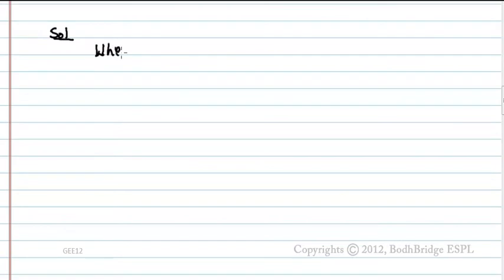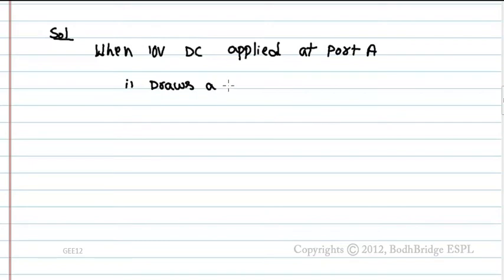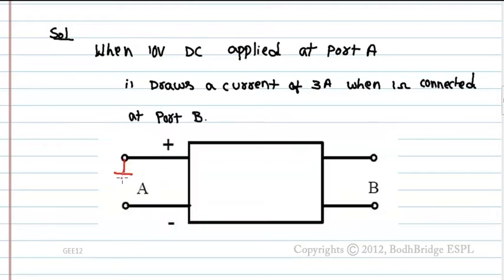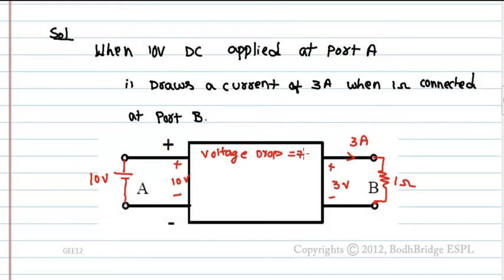Solution. When 10 volts DC is applied at port A, statement 1 draws a current of 3 amperes when 1 ohm is connected at port B. Voltage drop equals 7 volts and current equals 3 amperes.